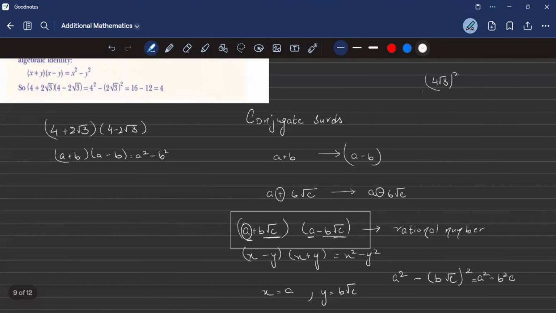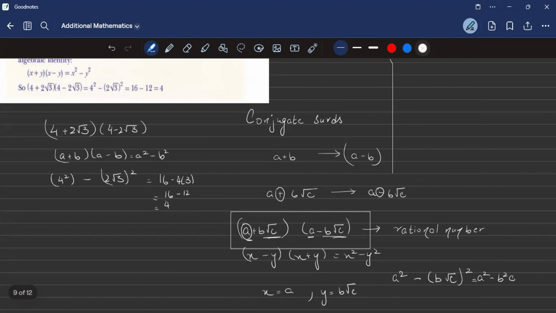So back to add math. The thing is, you should sharpen your basic math skills for this. So (a plus b)(a minus b) is equal to a squared minus b squared. So again, we just apply the same thing. 4 squared minus (2 under root 3) squared is equal to 16 minus 4 times 3, which is 12. This is equal to 4. Okay, so that's basically how you use conjugate surds and quadratic identities together to find your answer.